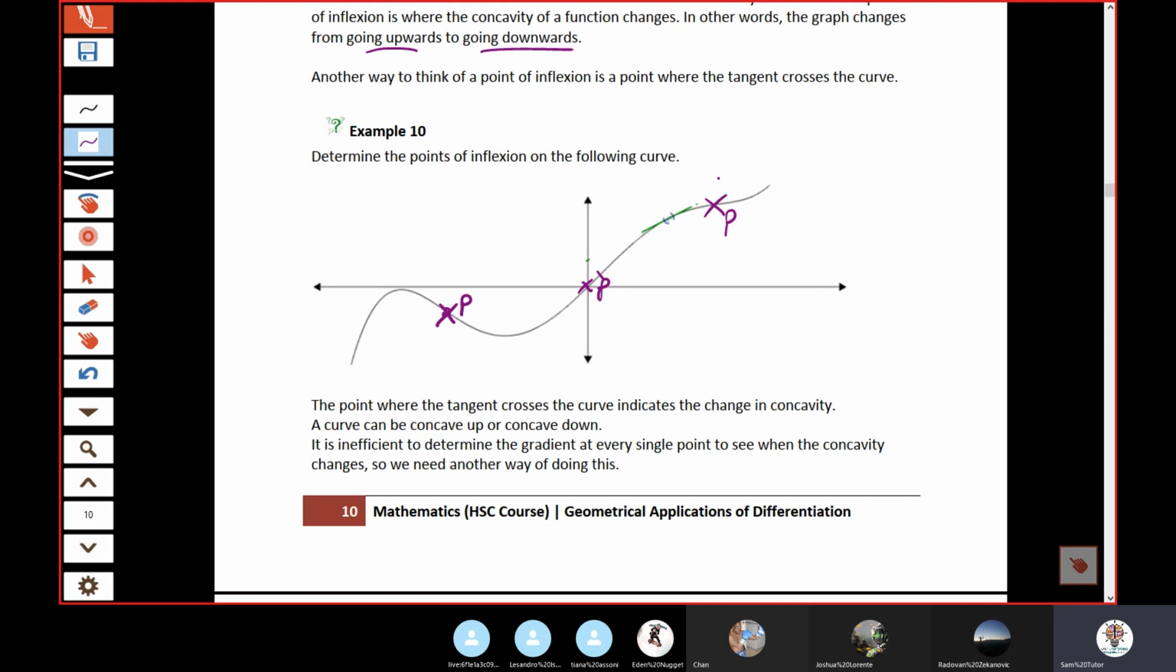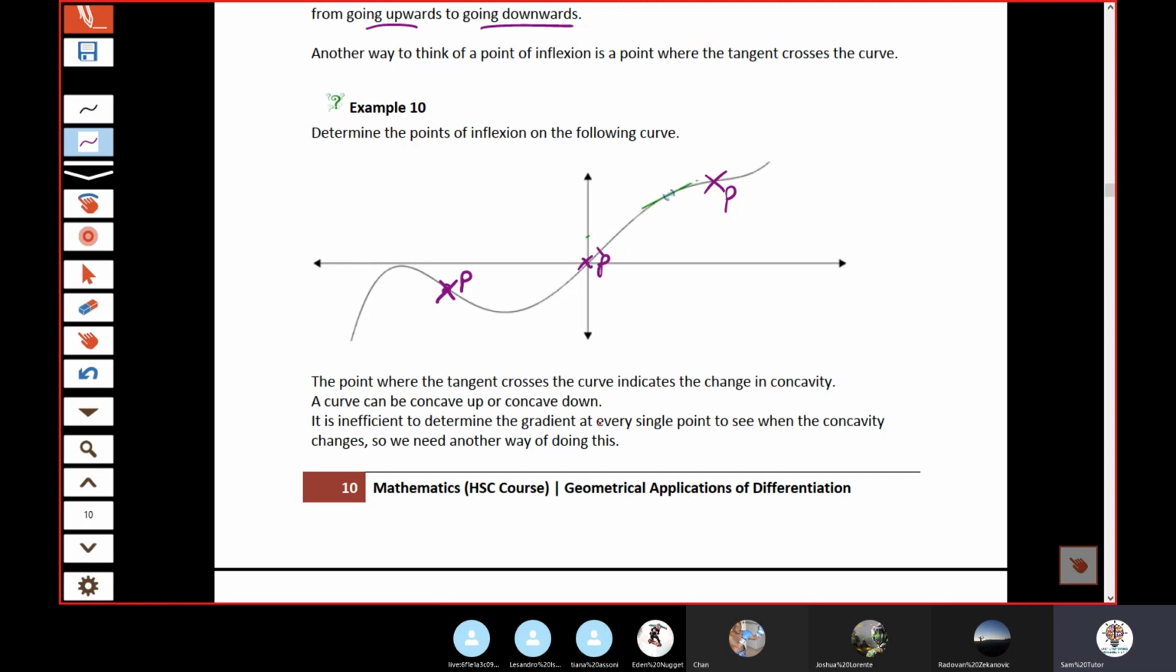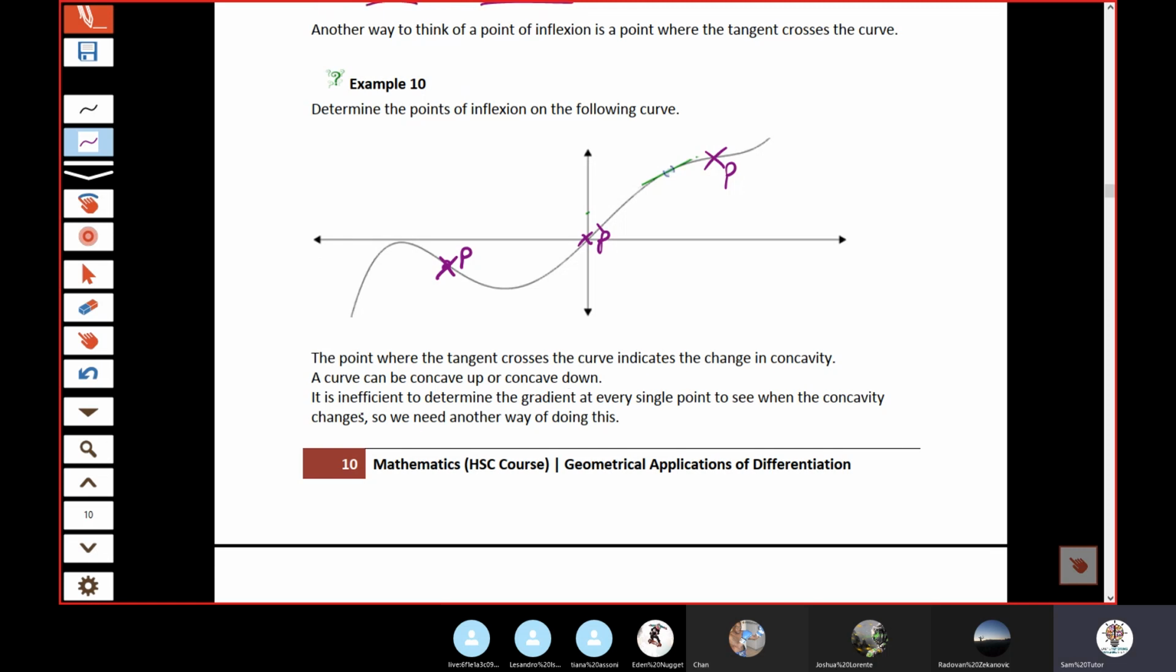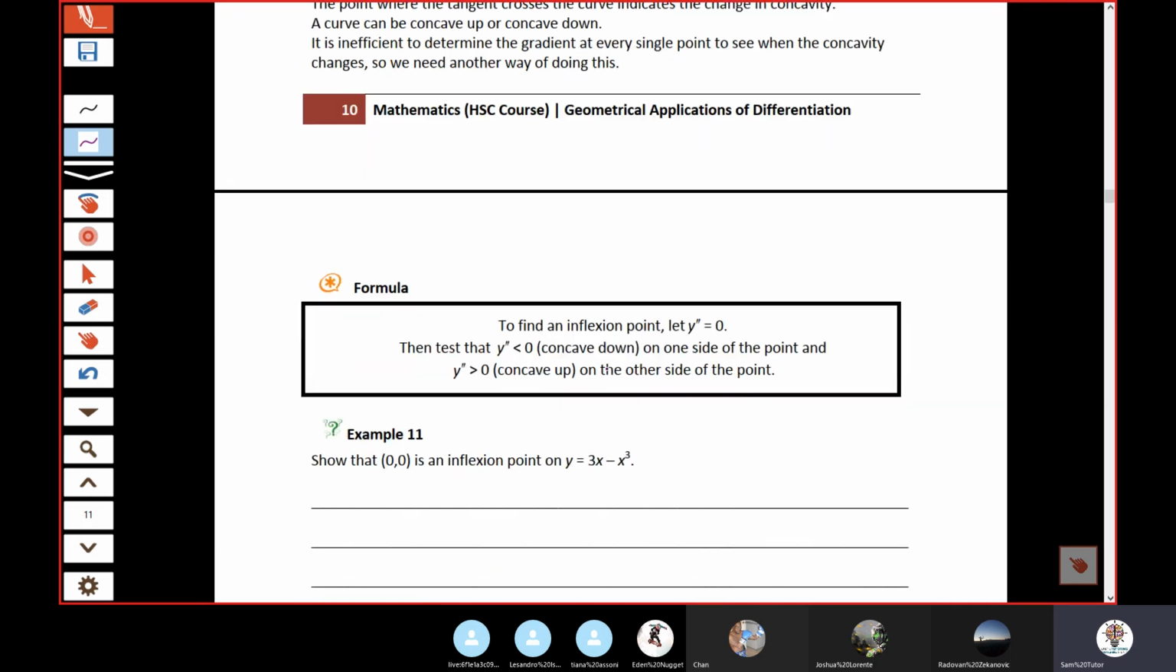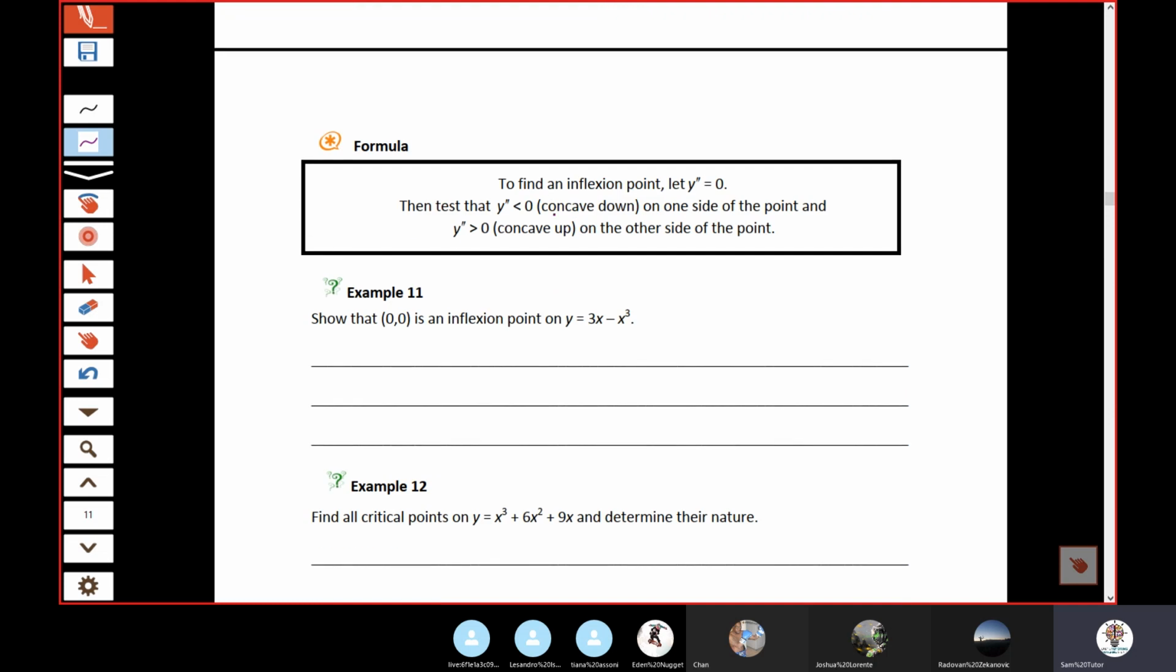The point where the tangent crosses the curve indicates a change in concavity. A curve can be concave up or down. It is inefficient to determine the gradient at every single point, so we need another way of doing this. To find an inflection point, we let y double dash equal 0. To find a stationary point, y dash equals 0.